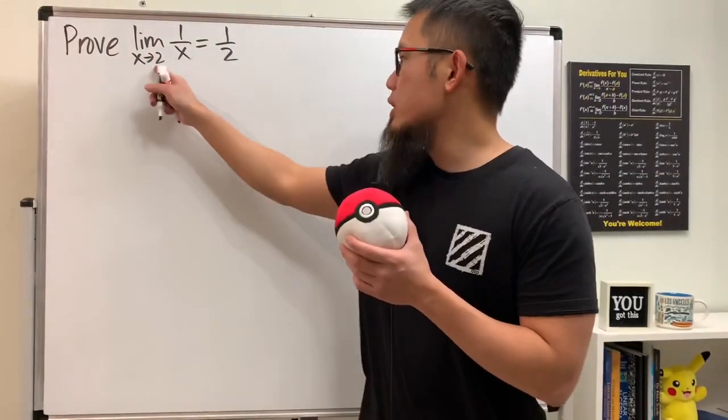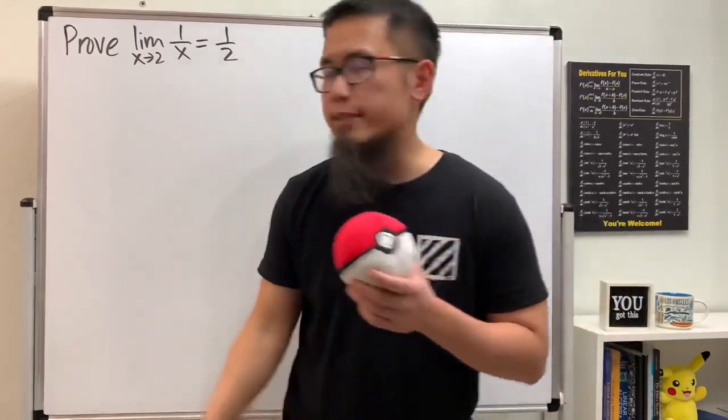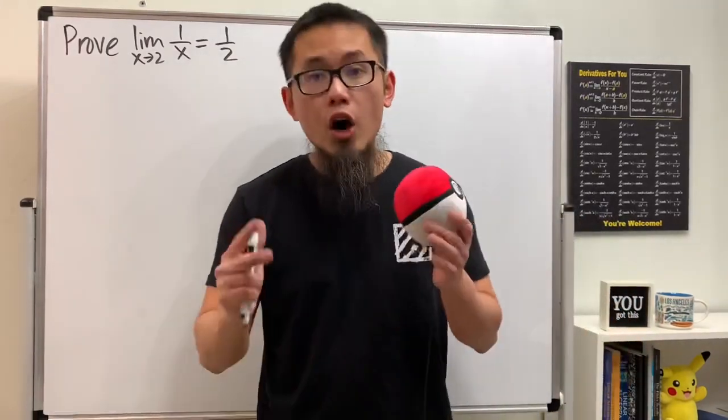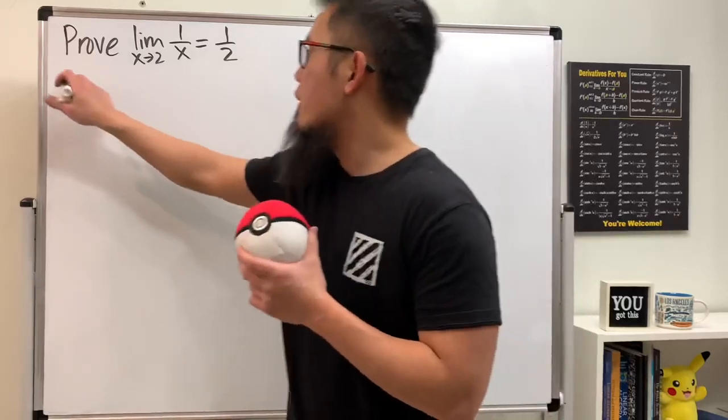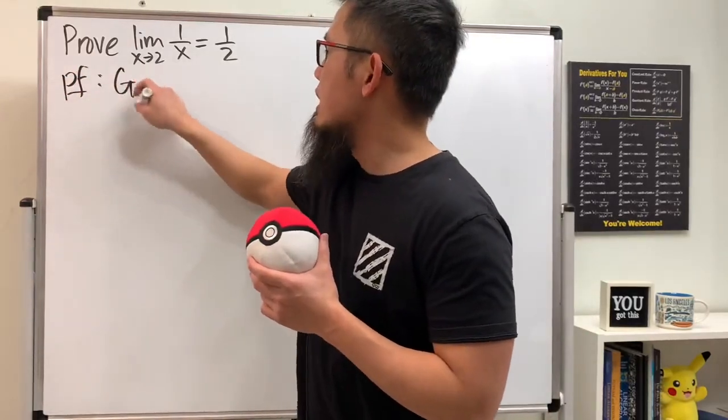Baby calculus, you just have to put a 2 in here and you get 1/2. That's it. Adult calculus, you have to know how to prove this with the epsilon-delta definition. Of course, we are going to do adult calculus. Here we go. First, write down the proof, and of course, start by saying given what?